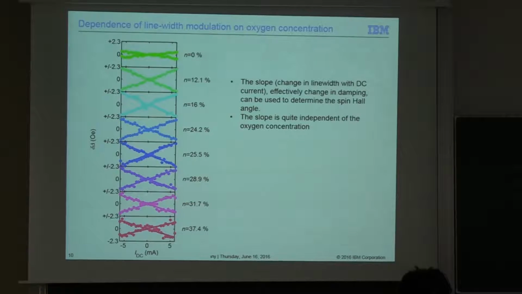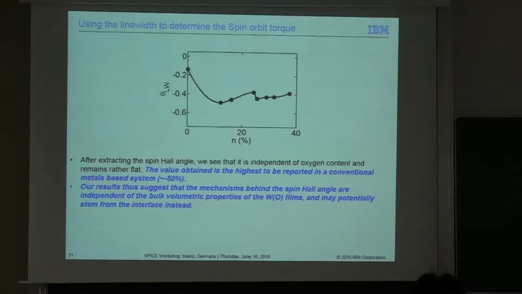So we looked at this as a function of the oxygen content in our films, and you can see the data as shown here. What is quite interesting is that except for the film where you don't put any oxygen inside, you see a quite substantial change in the line width as a function of the DC current. If you convert this into a spin Hall angle, you get a trend that looks like this. This is the spin Hall angle as a function of the oxygen content. Except for where there's no oxygen placed into the film, the spin Hall angle is rather large. It's up to minus 50%. And for a conventional metal-based system, this is the highest that has been measured.